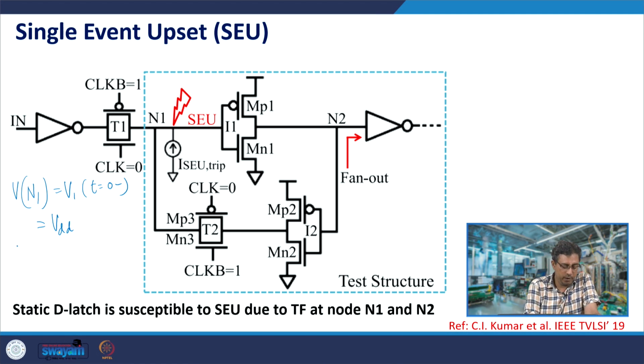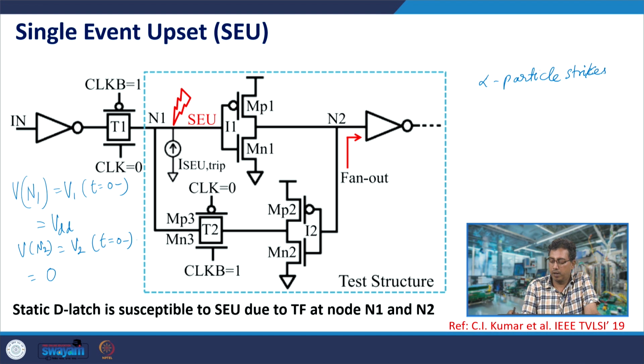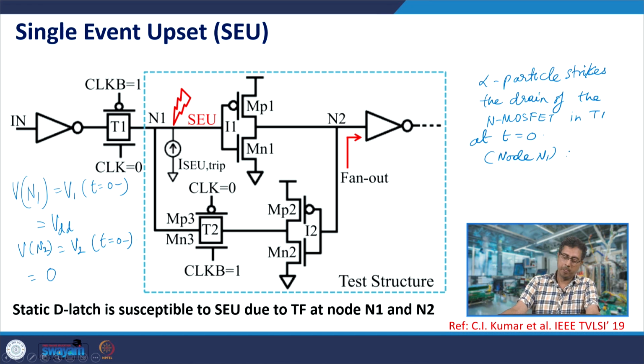Suppose N1 was initially VDD, so of course this was VDD, then V of N2 before t is equal to 0 is 0, and the alpha particle strike of n MOSFET in transmission gate T1 at t is equal to 0, that is the node N1. Okay. So, that is a vulnerable node.